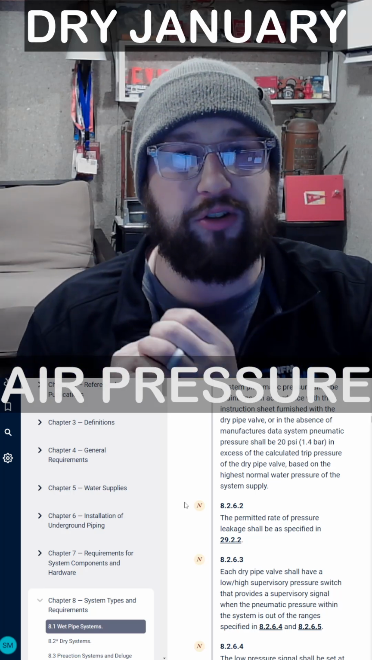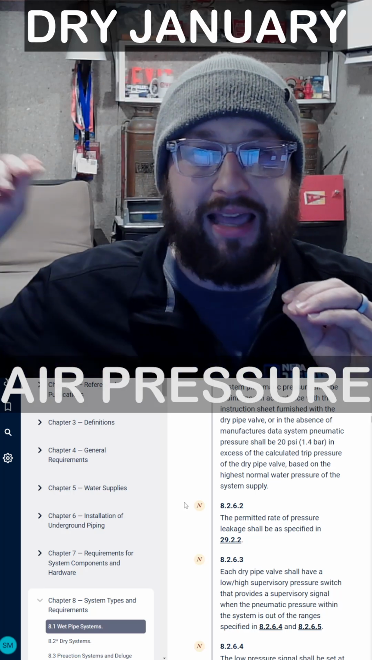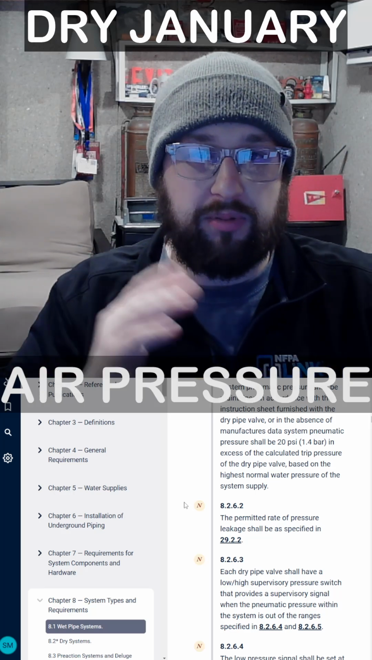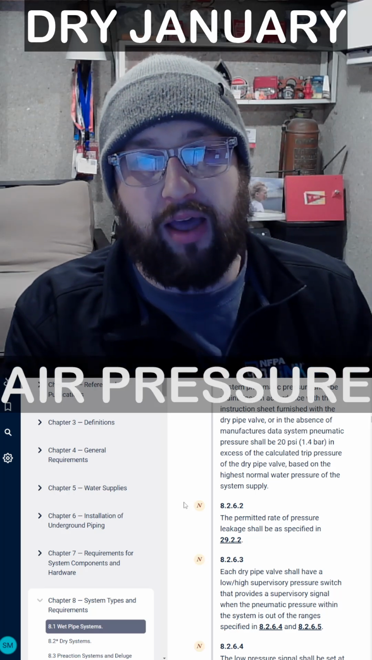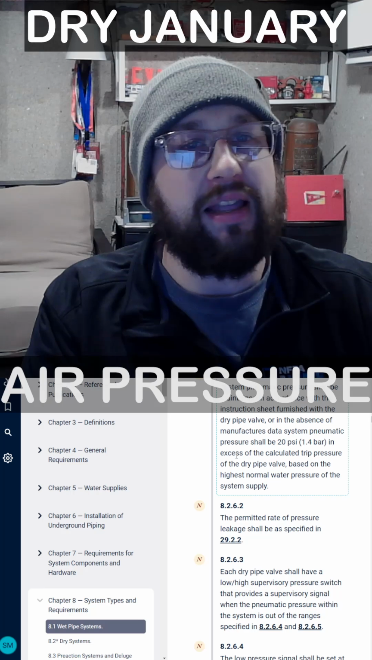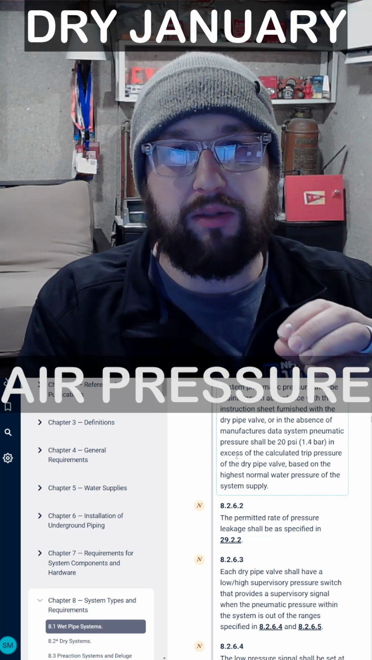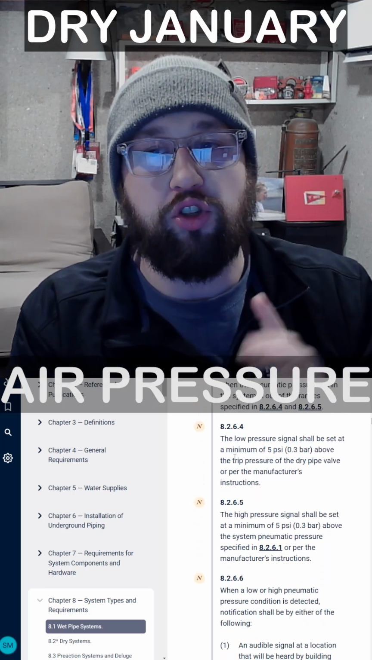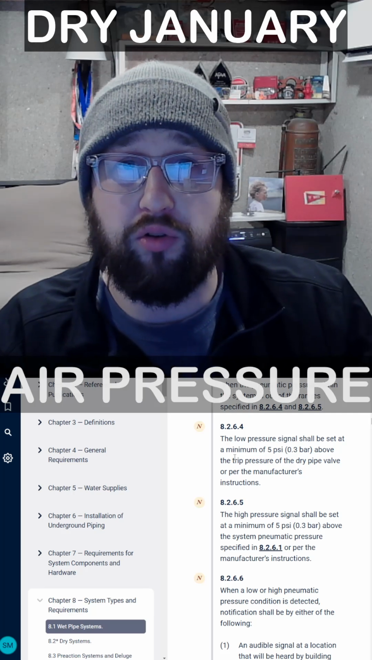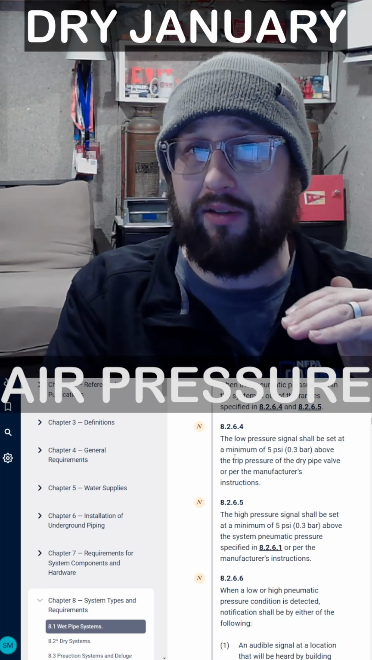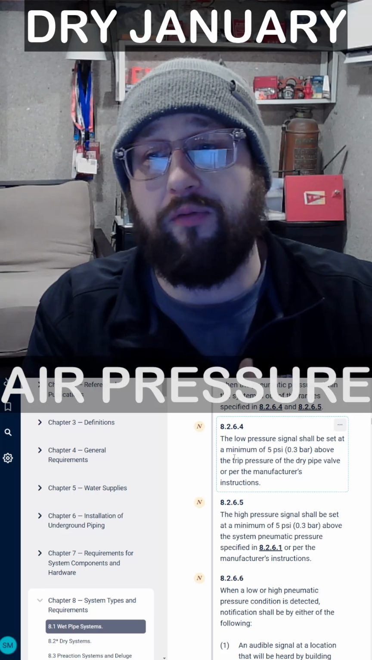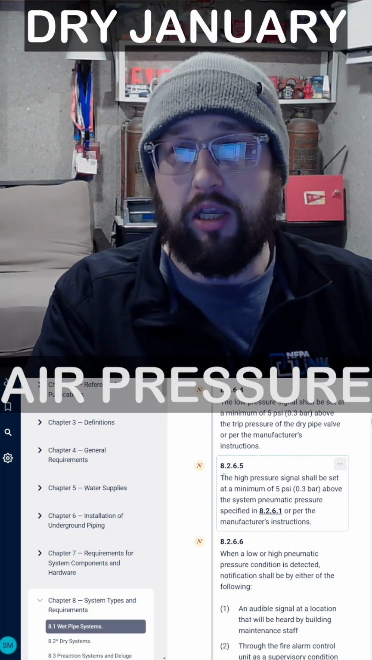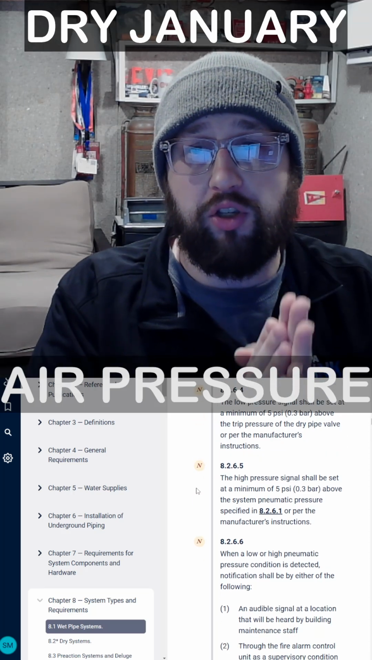Even when you're using the manufacturer's instructions, we need to look at the highest normal water pressure that we could see on the system side of that dry pipe valve. Once we figure that out and determine the maintenance pressure, we want to make sure we're monitoring it and getting supervisory signals if the pressure goes too low, meaning we're getting close to activating the dry pipe valve, or too high, which means we're going to delay the water delivery. So we need some sort of supervisory device.